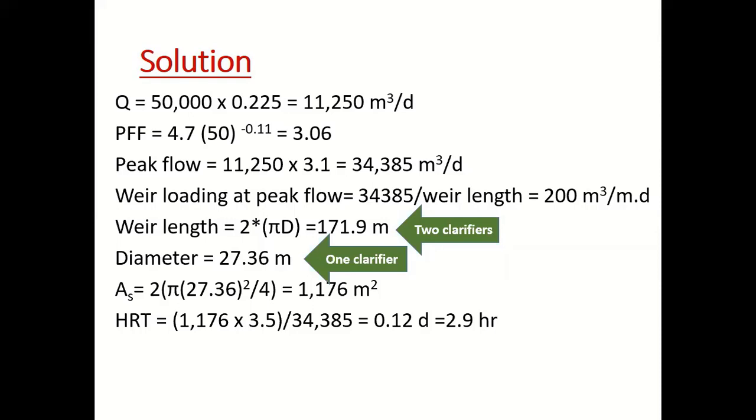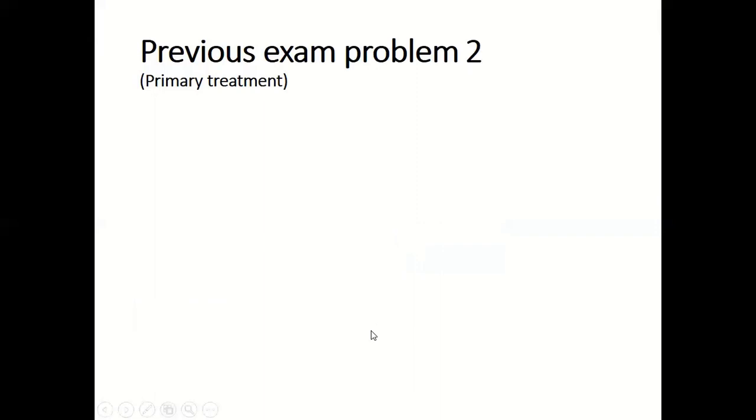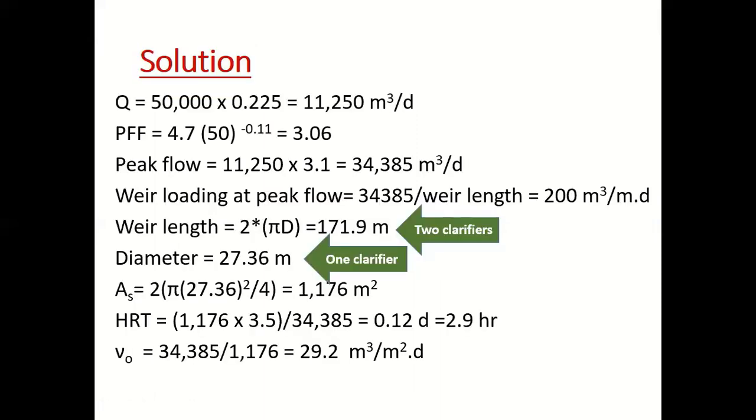If in parallel, okay, we will use one volume for one clarifier for the hydraulic retention time, okay? And this is divided by the peak flow. So at peak flow is 2.9 hours. Okay, and the V node is 3.4. This is also peak flow over 176 and equals 29.2. Okay, and okay, so this is the question that we have solved.